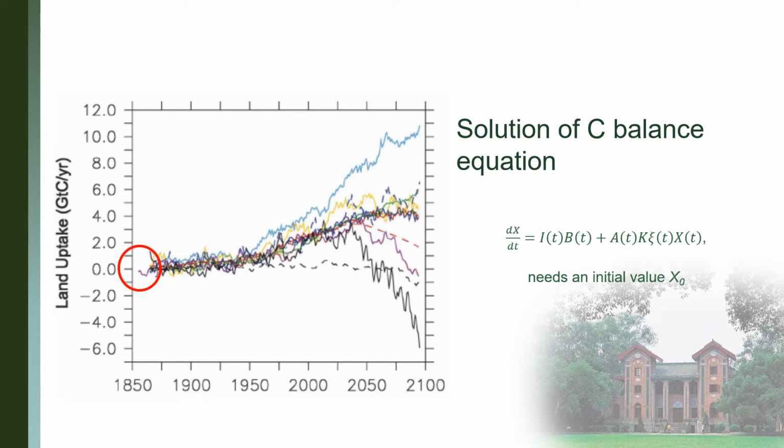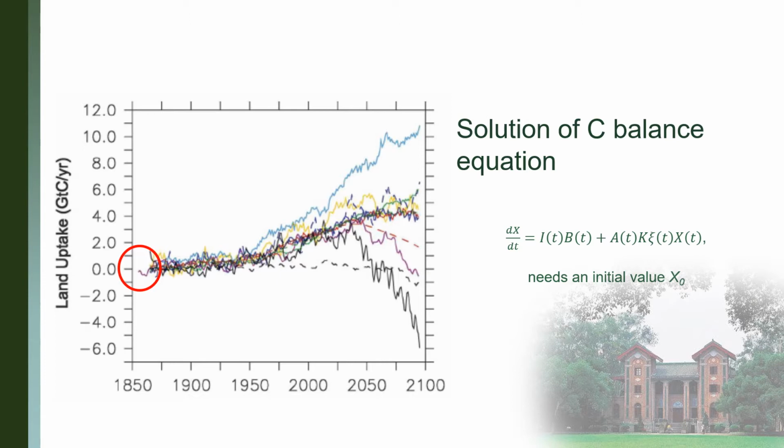The question is, why do we need spin-up? Because spin-up provides an initial condition for model simulation. We know carbon dynamics can be formulated by this differential equation, and since a definite solution needs a boundary condition, in this case we need an initial condition, especially when we simulate the land carbon uptake. The carbon balance in the first few years will be very sensitive to the initial condition.